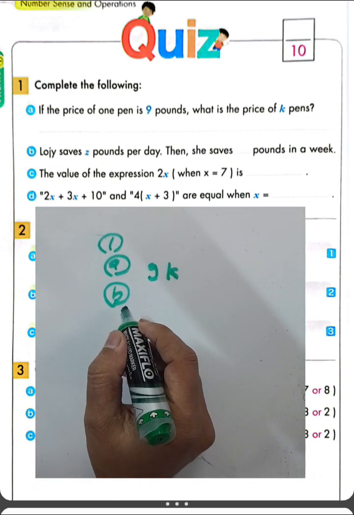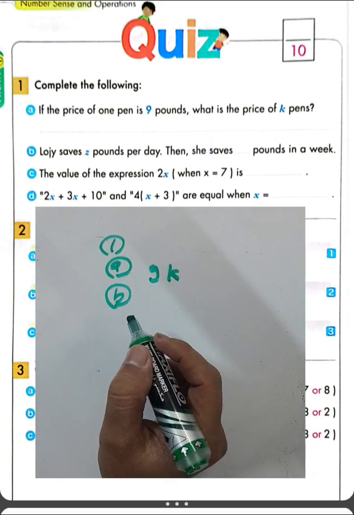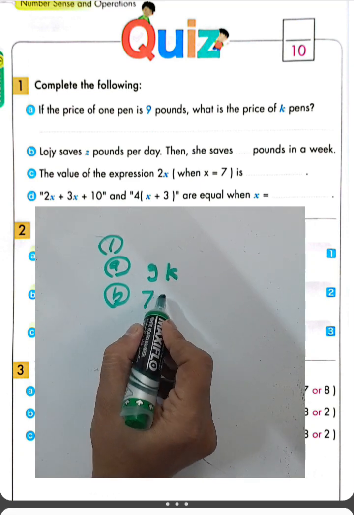Letter B: Luigi saves Z pounds per day. Then she saves these pounds in a week. We know 1 week equals 7 days. Then the total in 1 week will be 7 multiplied by Z, 7Z.